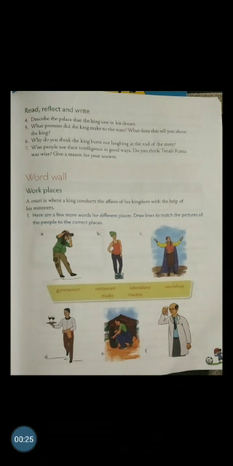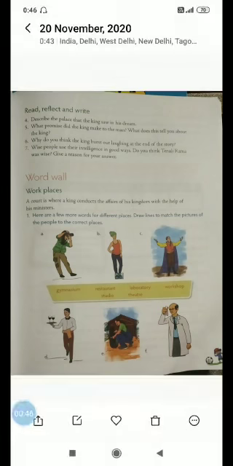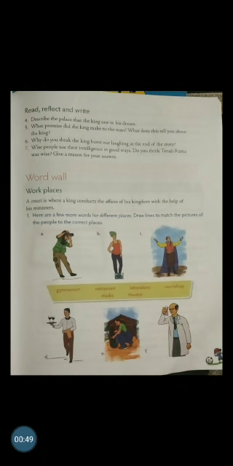You have to describe, because he was always dreaming about a palace. How will you describe the palace? One day the king dreamt, dream ka past tense, he dreamt of a splendid, means very beautiful, palace.